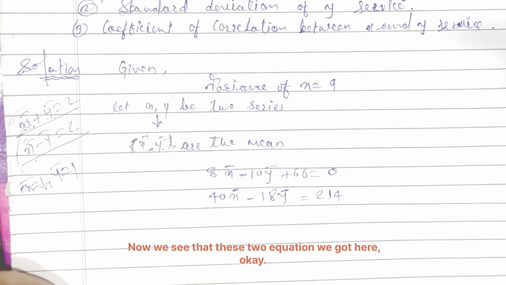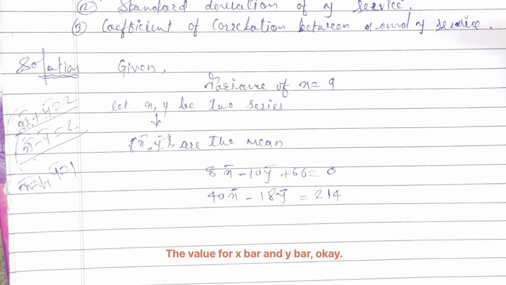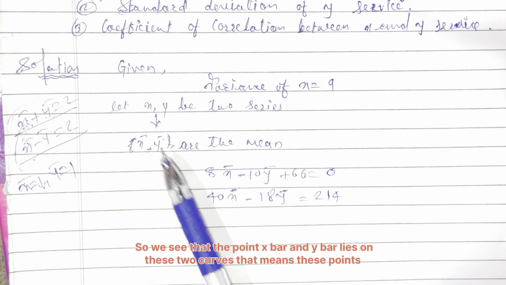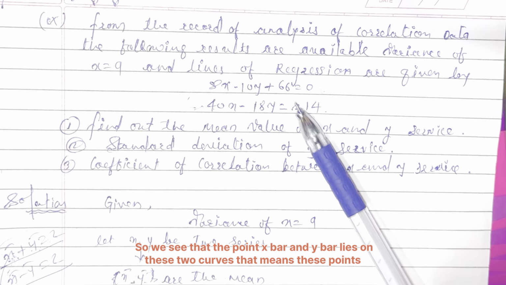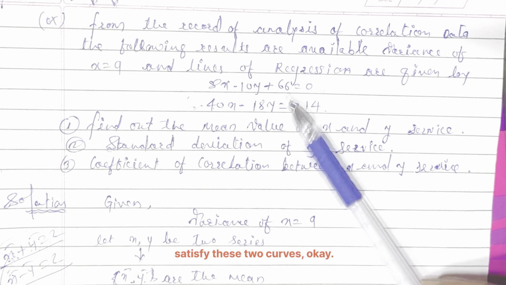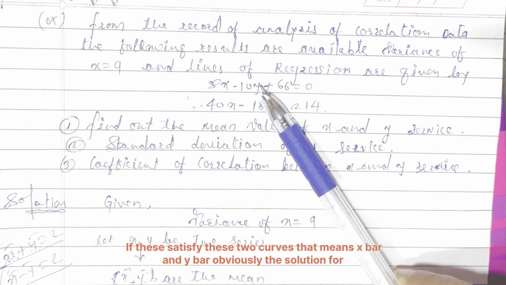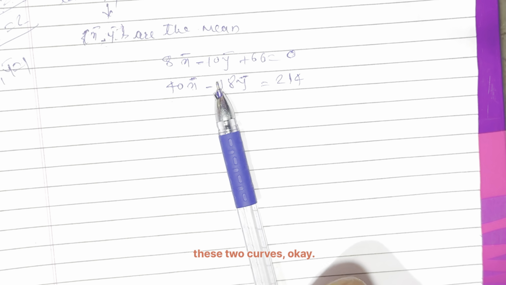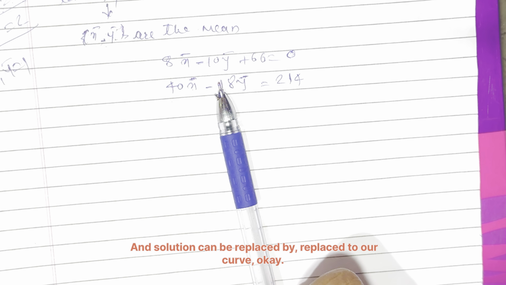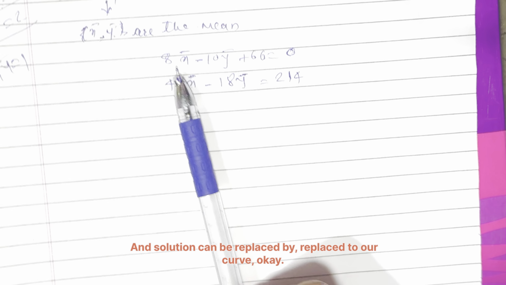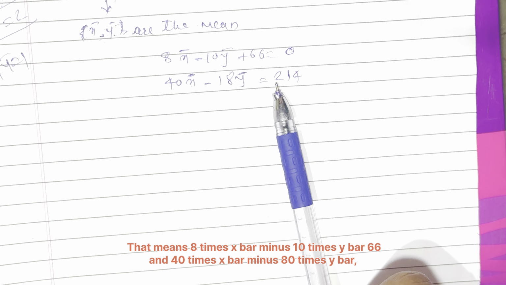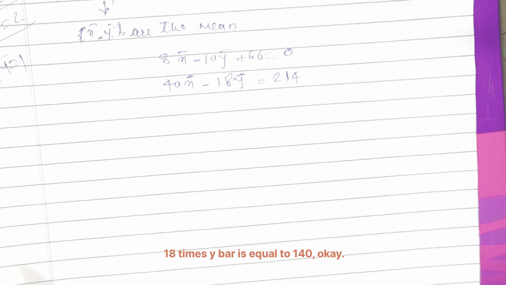Now see that these two equations we got here for the values of x bar and y bar. I hope you all have understood how I have written this, because the point x bar and y bar lies on these two curves, that means these points satisfy these two curves. If they satisfy these two curves, then x bar and y bar are obviously the solution for these two curves, and the solution can be replaced in our curves. That means 8 times x bar minus 10 times y bar plus 66 equal to 0, and 40 times x bar minus 18 times y bar is equal to 214.